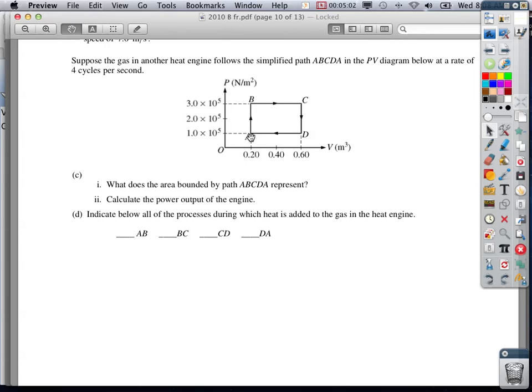Ray, what's literally happening from A to B? Yeah, the pressure is rising without the volume changing. So what do you know must be happening? How can you increase pressure without changing the volume? Yes. So we know that heat is being added, and that's making the steam pressure go up.